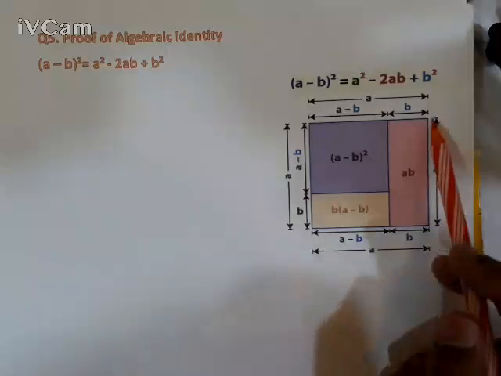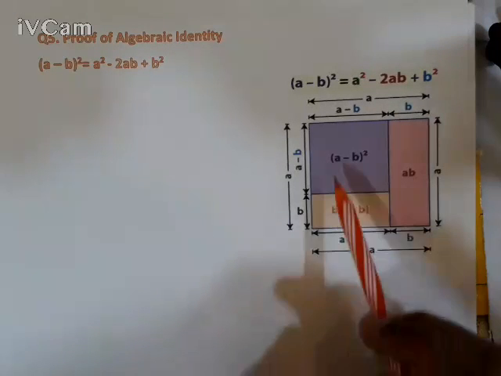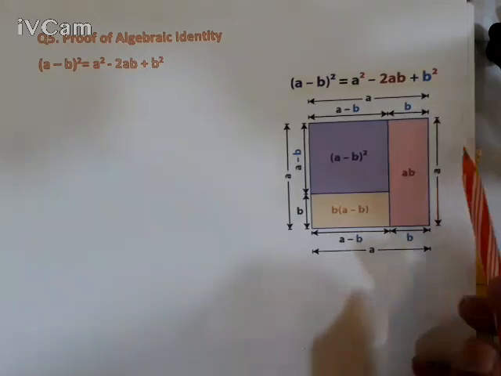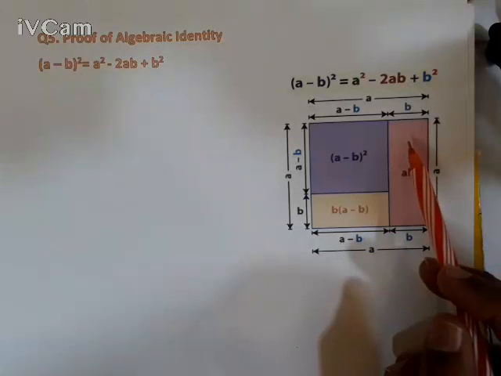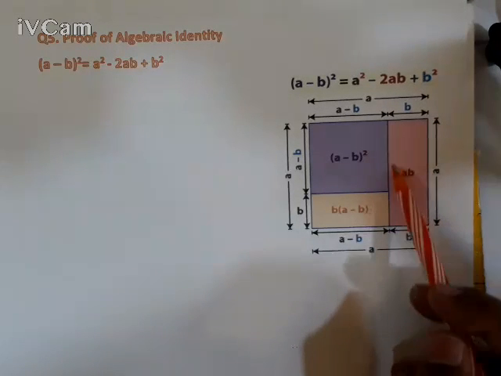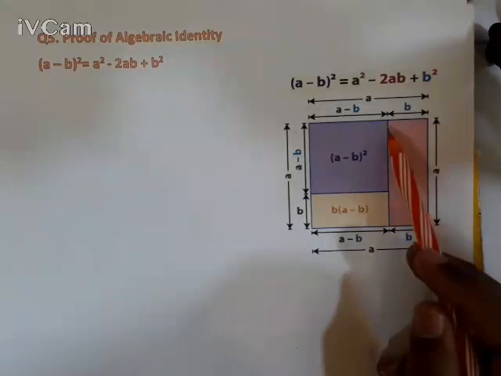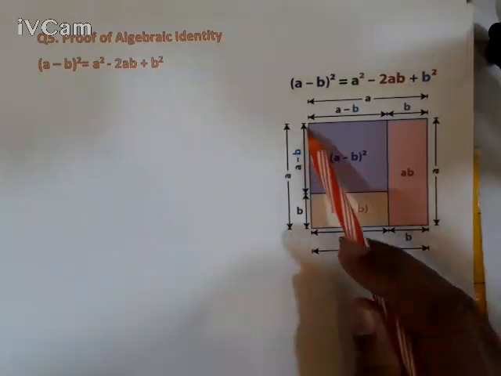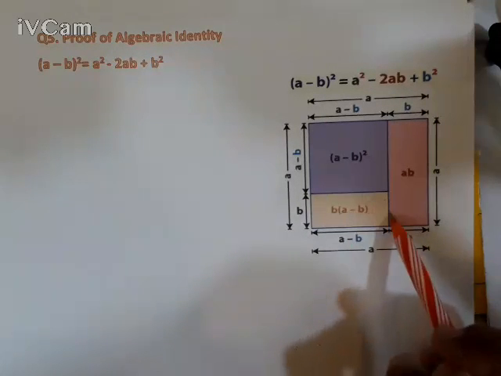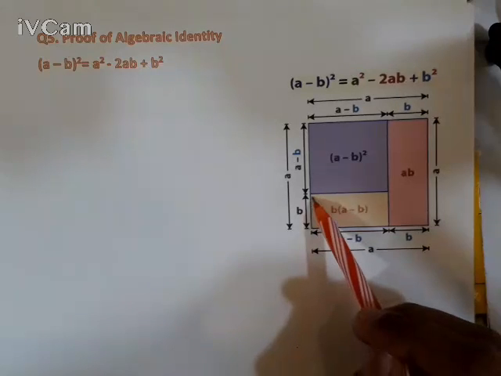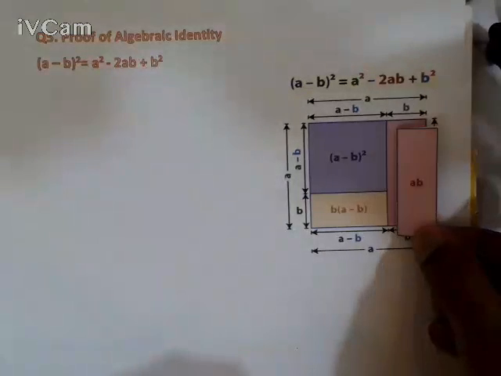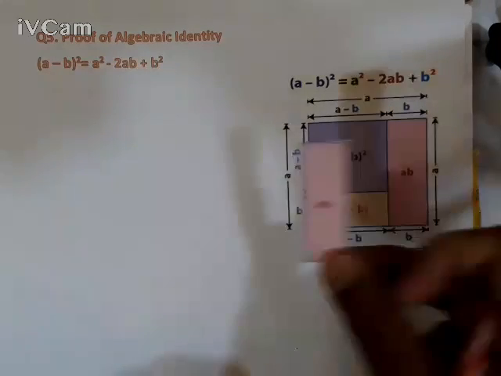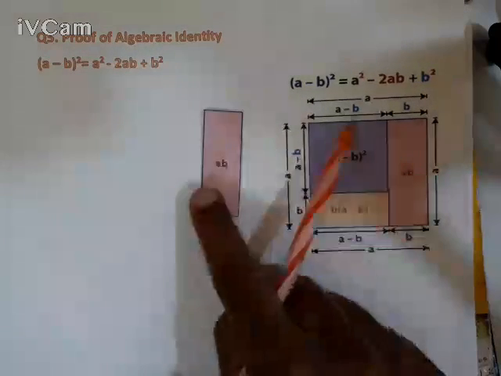A square. This is our square. Now in this square we have to divide this complete square into three portions. First one is this rectangle, second one is a square, and the third one is again a rectangle. Now suppose we cut this side, this is our rectangle, and paste it over here.